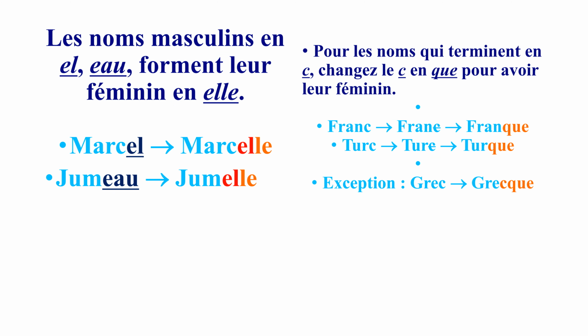Now, masculine names ending in EL and EAU, we simply drop them altogether and we add ELLE to have their feminine form. Marcel, the name of a guy: we drop the EL and we replace it by ELLE. Jumeau, she's a twin: we drop the EAU and we replace it by ELLE.